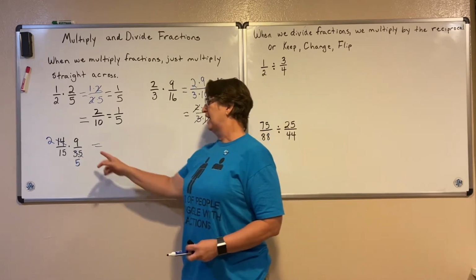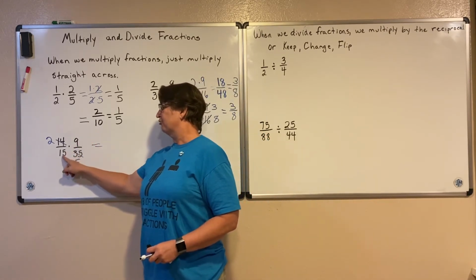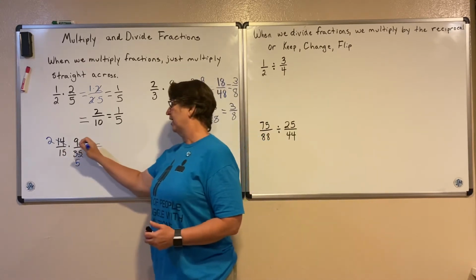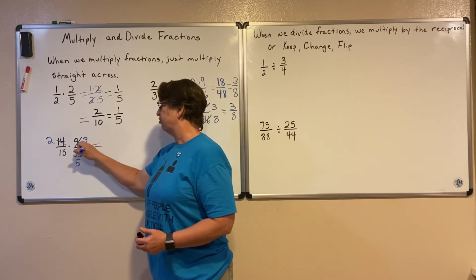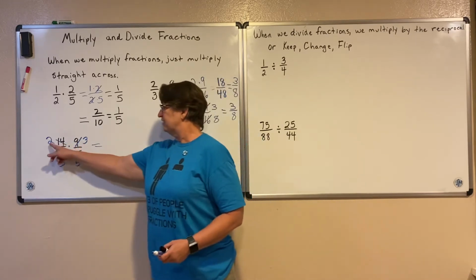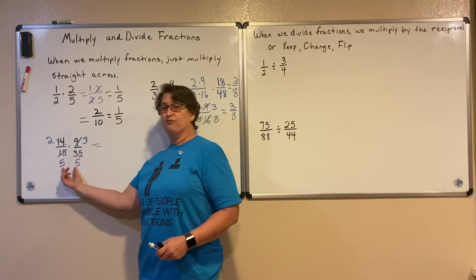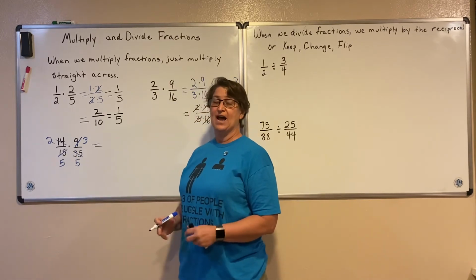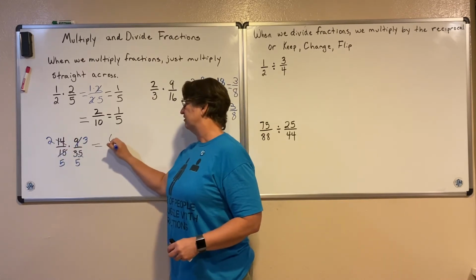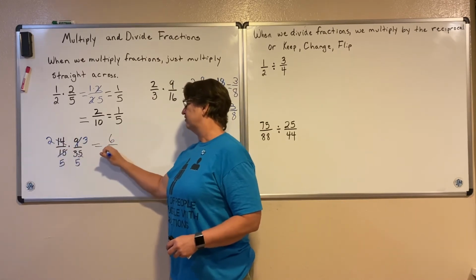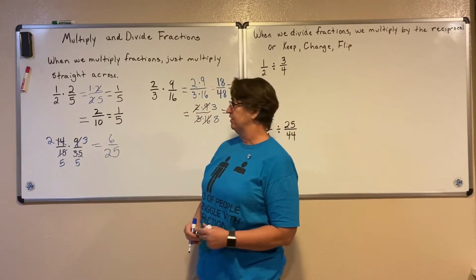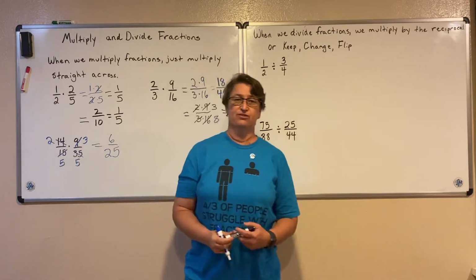I also notice that 3 goes into 9 and 3 goes into 15. So I'm going to go ahead and simplify by 3 on top and bottom as well. So 3 goes in there 3 times, and 3 goes in here 5 times. There isn't a factor of 2 on the bottom. There's not another factor of 3, so I know I've simplified that down. Now I'm just going to simply multiply across. So 2 times 3 gives me 6, and 5 times 5 gives me 25. So 14/15 times 9/35 is equal to 6/25.